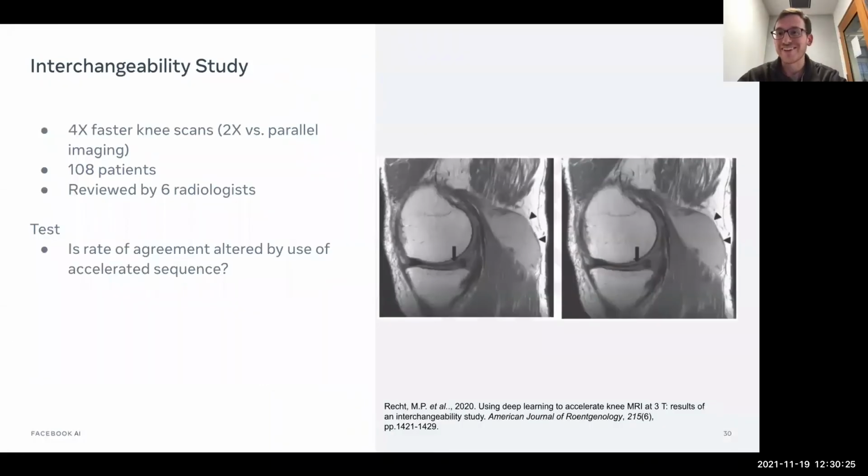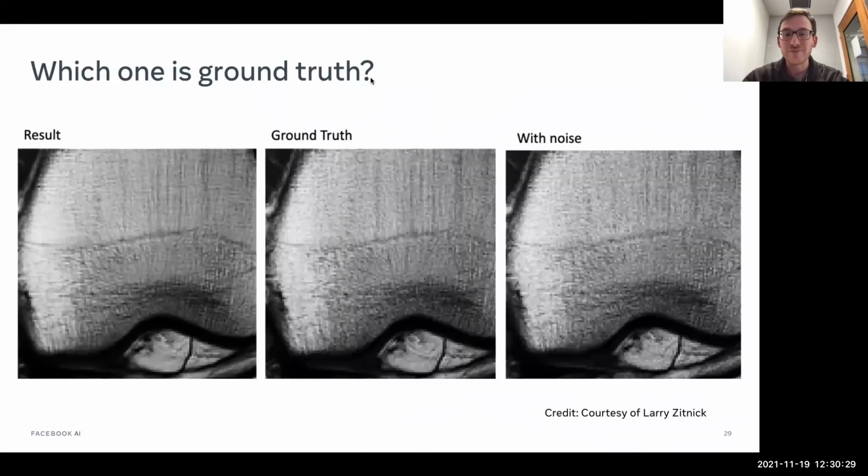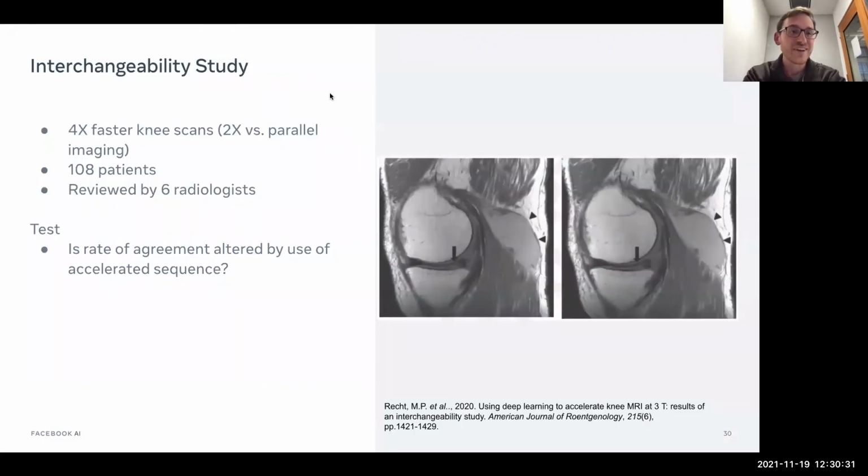So yeah, that's the next slide. After this, we had the confidence to actually try this. We went on to an interchangeability study. We looked at 4x faster knee scans versus 2x parallel imaging. We did this in 108 patients. The 108 patients were reviewed by 6 radiologists. I think each radiologist would look at images multiple times. And the real test that we were doing is whether the rate of agreement is altered by the use of the accelerated sequence.